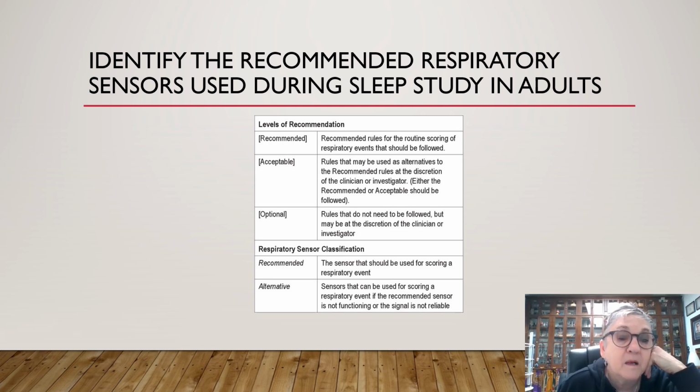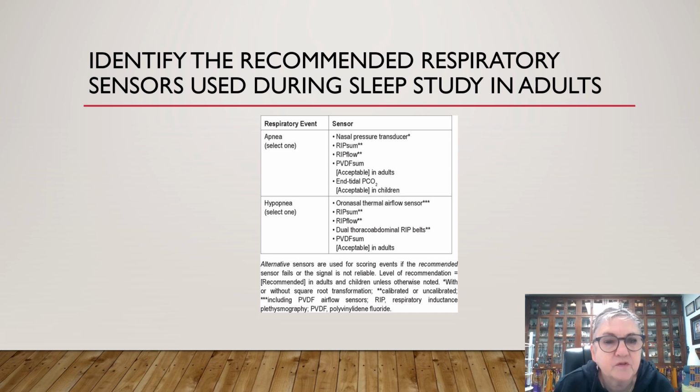In the respiratory sensor classification, recommended is the sensor that should be used for scoring a respiratory event. Alternatives are sensors that can be used for scoring a respiratory event if the recommended sensor is not functioning or the signal is not reliable.